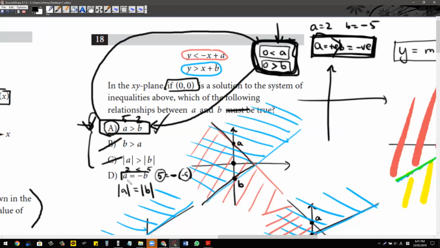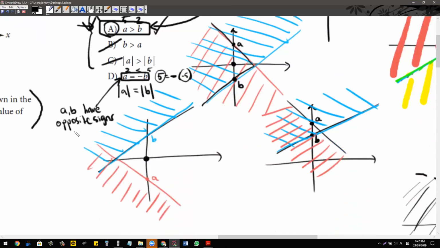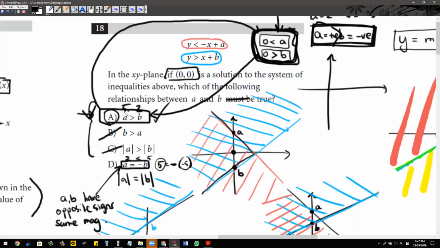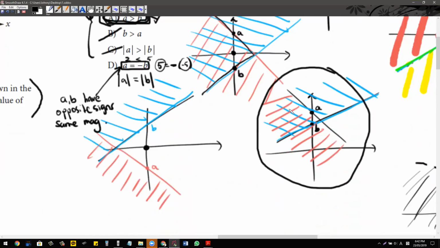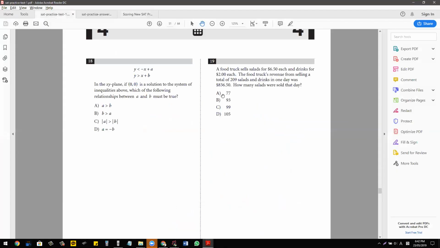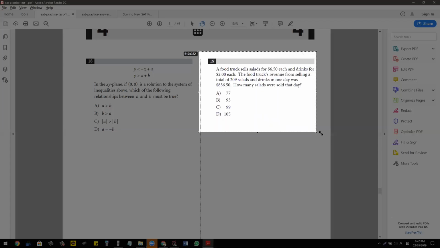So if you ever see something like that, that means A and B have opposite signs, but same magnitude. And again, just because it satisfies that one does not necessarily mean it's the answer, as we saw here. Sometimes I overthink. I was actually overthinking it. Overthinking is not good.